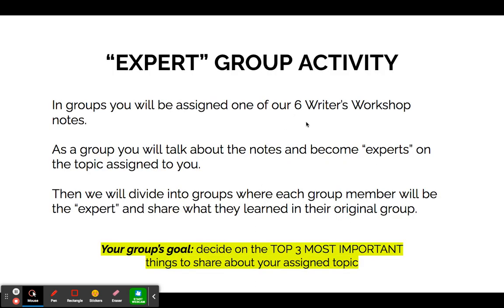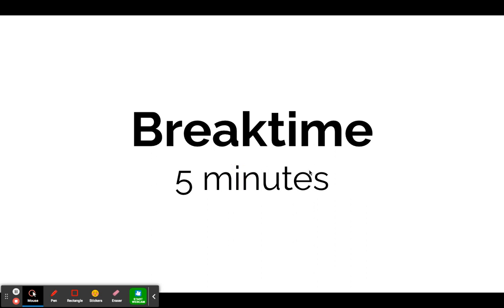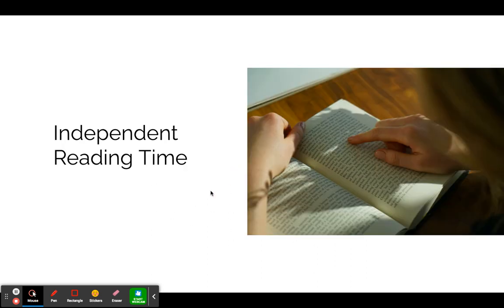This part for our writer's workshop, you have to be in class in order to complete it because it's an in-class activity, but I do want you to look over the notes. So essentially what I'm having us do in class is form 6 groups, and you're going to become the expert in whatever topic I give you. Everyone will have a different topic, and then you'll talk about it in different groups about what you learned about your topic. So you'll decide what are the top 3 most important things about the topic assigned to you. So you can look over those notes linked on Canvas. Then we'll have some independent reading time.